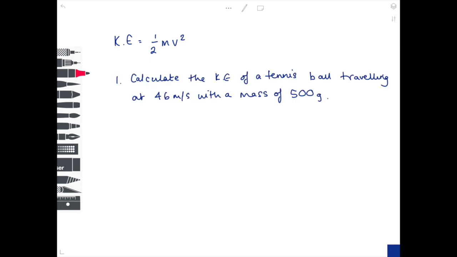In this first question, we're being asked to calculate the kinetic energy of a tennis ball travelling at 46 meters per second with a mass of 500 grams. So as always, write out our equation, which is K is half mv squared.